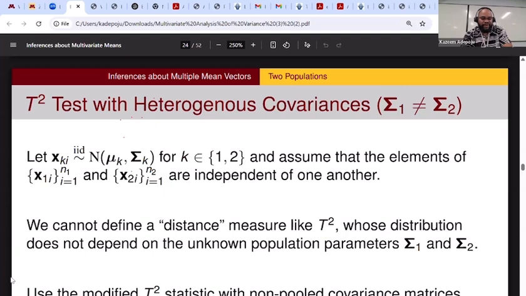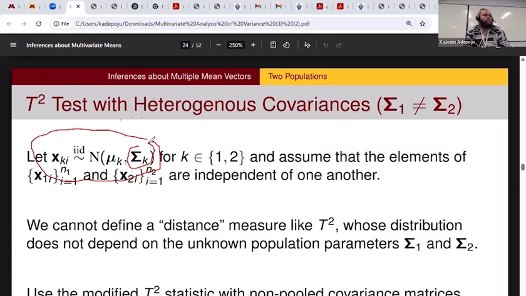Take a look at what I'm writing now. Can you see that there's a subscript K attached to this covariance? It's telling you the covariance structure for the first group and the covariance structure for the second group are not expected to be the same.